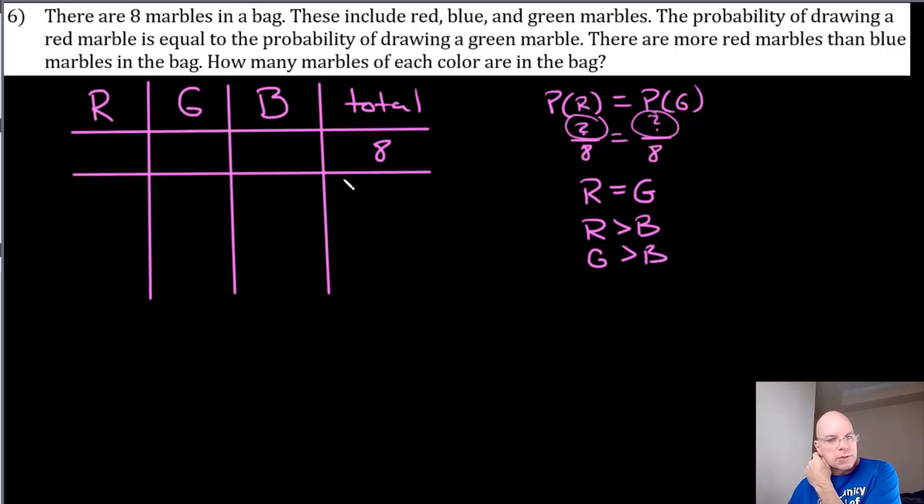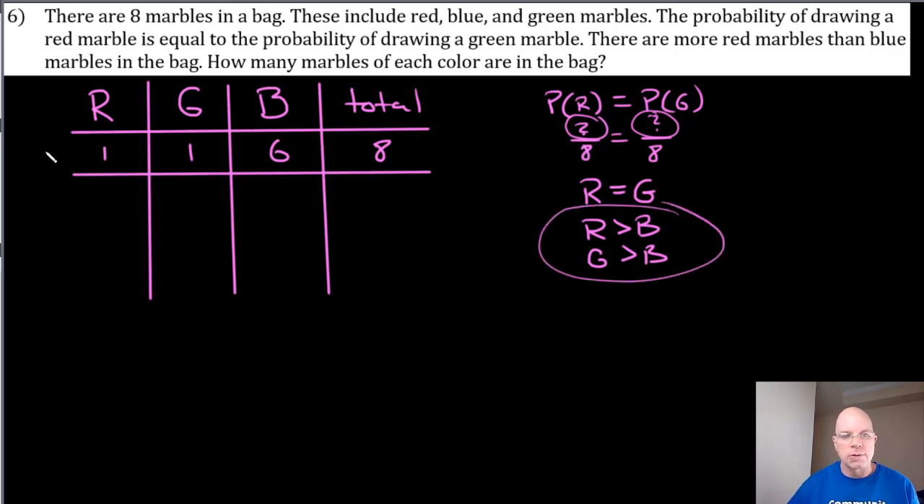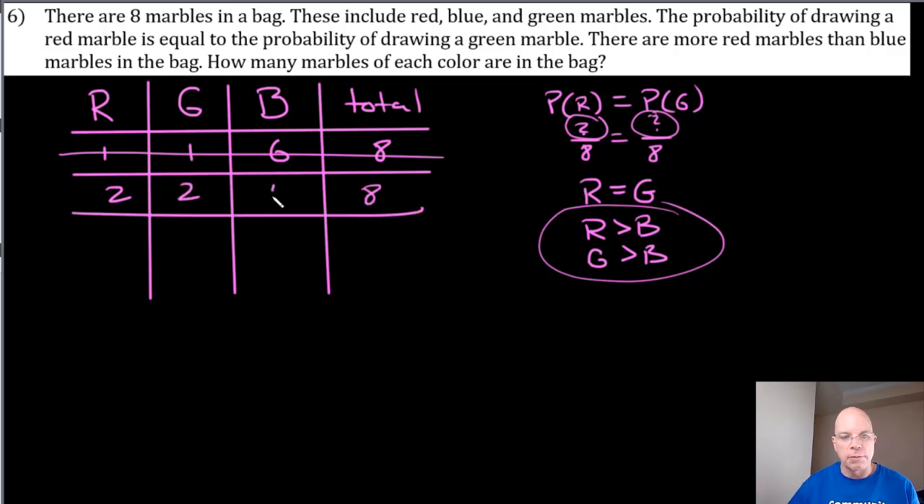So because the total is so small, there aren't that many choices. I mean, if red has to equal green, let's just imagine we had 1 red and 1 green. Well, that's 2 marbles so far. That would mean we would have 6 blue marbles. But that would make this part false. So this isn't a possibility. If we had 2 red and 2 green, but we're supposed to have 8 marbles total, that would mean 4 blue, and again, red would not be greater than blue.